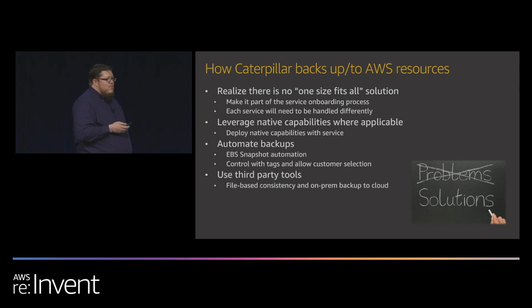We leverage these native capabilities when they make sense. So cross-region replication with S3, or RDS multi-region replication, RDS snapshots, point-in-time recovery. These are all things that we have to take into account. I'm not going to get access to the VM to install a backup agent on an RDS instance, so we have to get flexible.